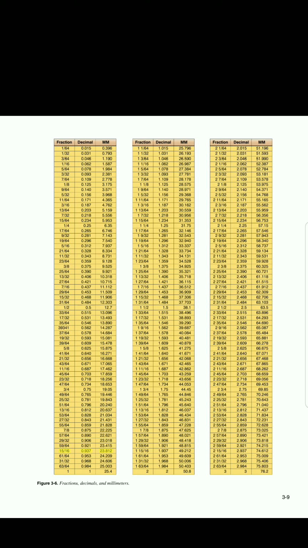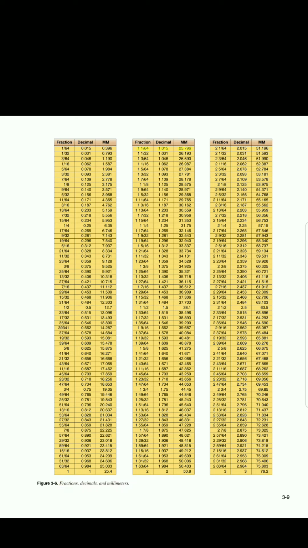15/16ths, 0.937, 23.812. 61/64ths, 0.953, 24.209. 31/32nds, 0.968, 24.606. 63/64ths, 0.984, 25.003. 1, 1, 25.4. Figure 3-6. Fractions, decimals, and millimeters. Fraction, decimal, mm.